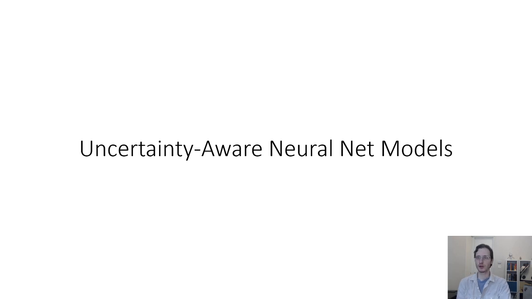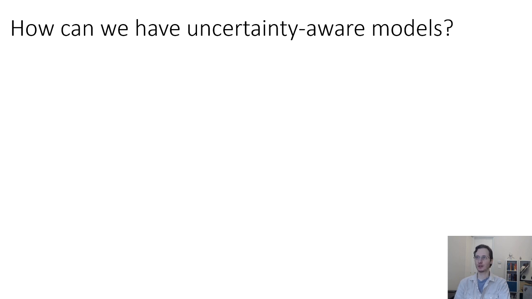All right, let's talk about how we can train uncertainty-aware neural network models to serve as our uncertainty-aware dynamics models for model-based RL. So how can we have uncertainty-aware models? Well, one very simple idea is to use the entropy of the output distribution. I'll tell you right now this is a bad idea, this does not work, but I'm going to explain it just to make it clear why it doesn't work.